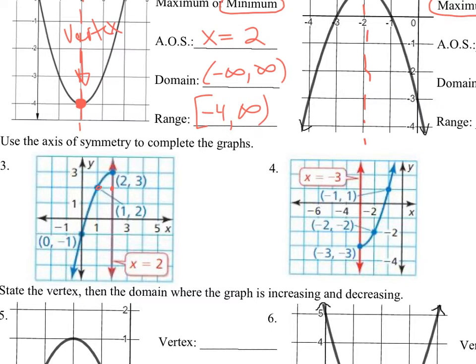So if I do that to the right-hand side and just go over 1, this is my point on the other side. And then, of course, for the second point that's down here, if I go over to the axis of symmetry, that's 1, 2.